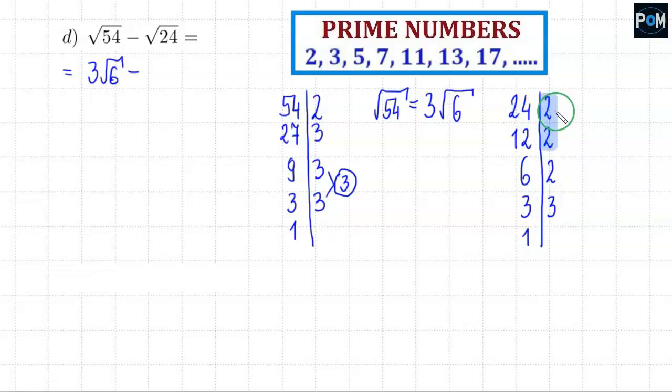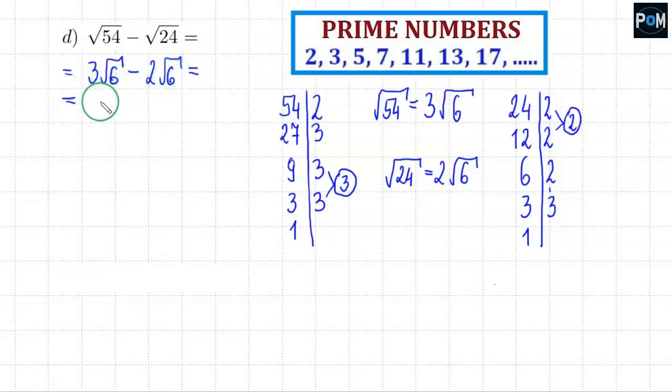Now I pair up. This 2 pairs with that 2, and a new 2 is formed. I'll put this 2 in front of the root. That means the square root of 24 factorized has the 2 at the beginning, and under the root, I'll write what I couldn't pair up, which is this 2 and this 3. I have to multiply them. 2 times 3 is 6. From this, I have 2 square roots of 6, and I put it instead of this square root of 24. 3 square roots of 6 minus 2 square roots of 6 equals 1 square root of 6. We simply write it as the square root of 6.